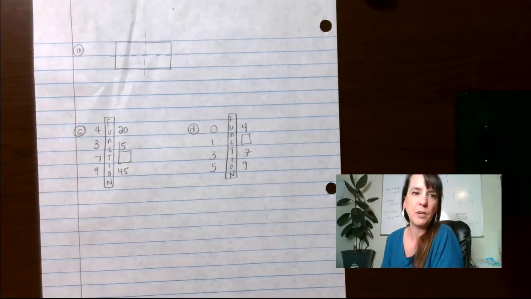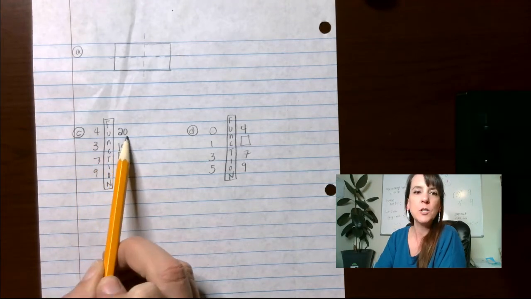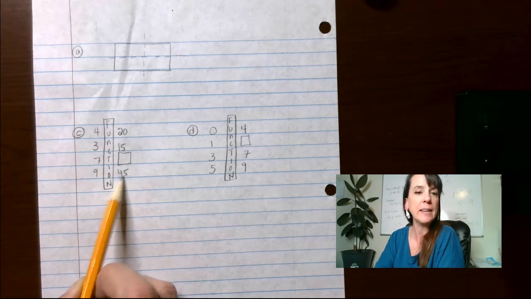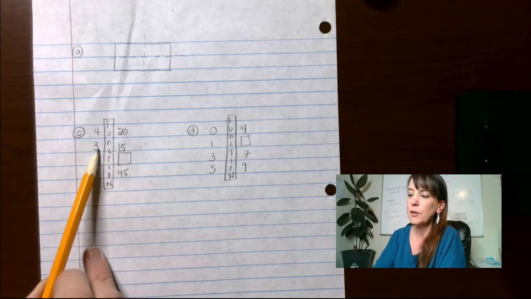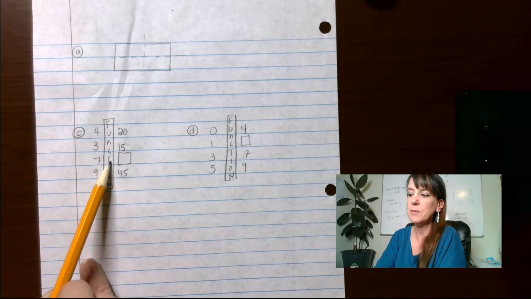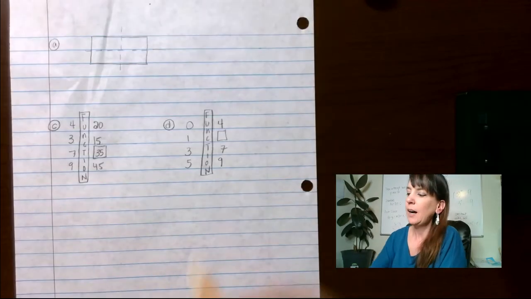Now I'm going to skip B for just a second because I want to use graph paper for that one. We're going to talk about these functions that I've drawn out. This is C and D. 4 to 20, 3 to 15, 9 to 45. Looking at that, I see a pattern. Looks like we're multiplying by 5. 4 times 5 is 20. 3 times 5 is 15. 9 times 5 is 45. 7 times 5 is 35. So that should be your answer.